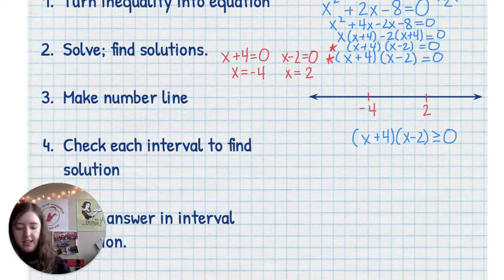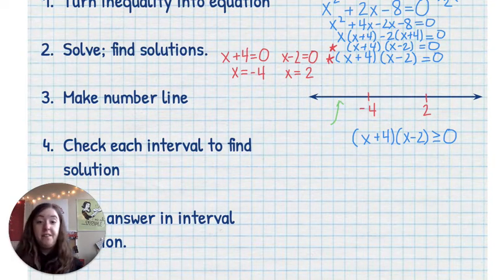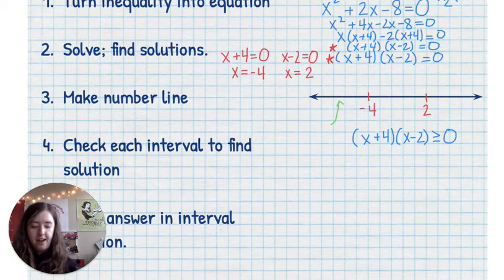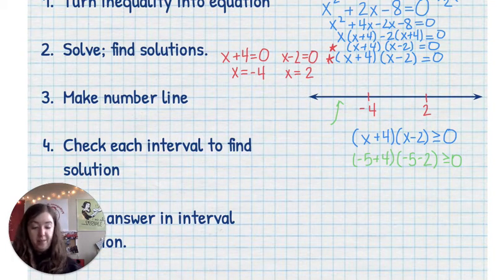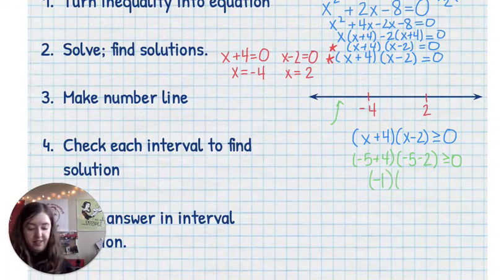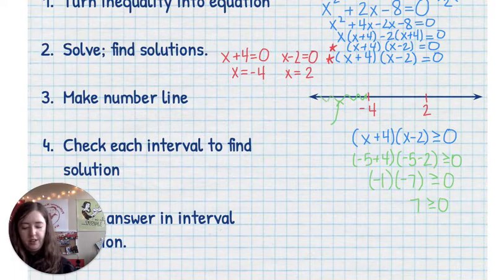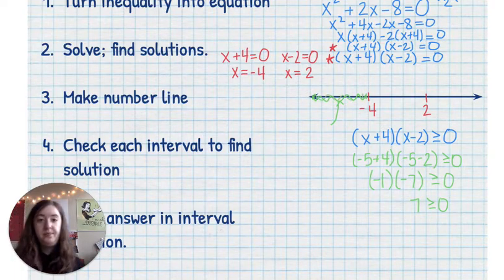So let's say over to the left of negative 4, maybe I want to plug in negative 5. So I'll have negative 5 plus 4 times negative 5 minus 2. Is that greater than or equal to 0? Well, negative 5 plus 4 is negative 1. Negative 5 minus 2 is negative 7. And a negative times a negative makes a positive. So that is greater than or equal to 0, so it's going to be over here. That's part of my solution.